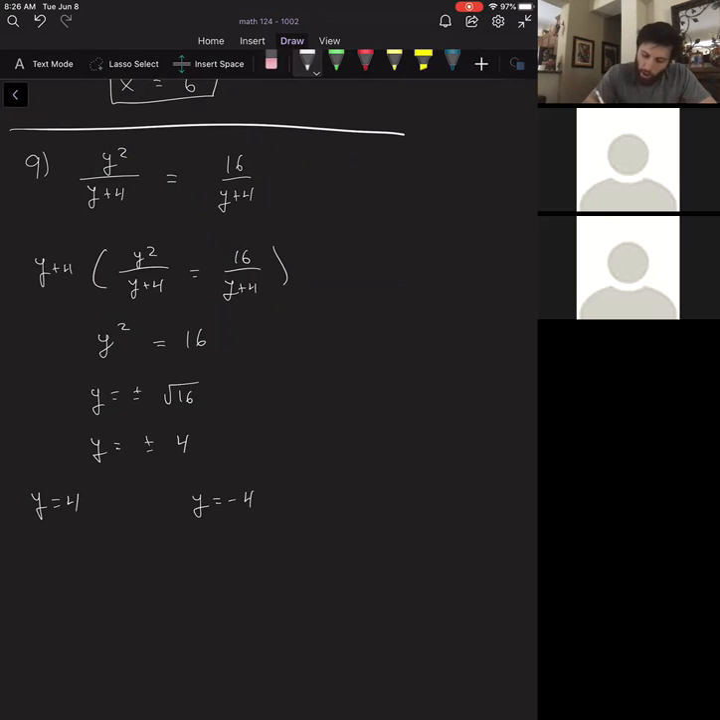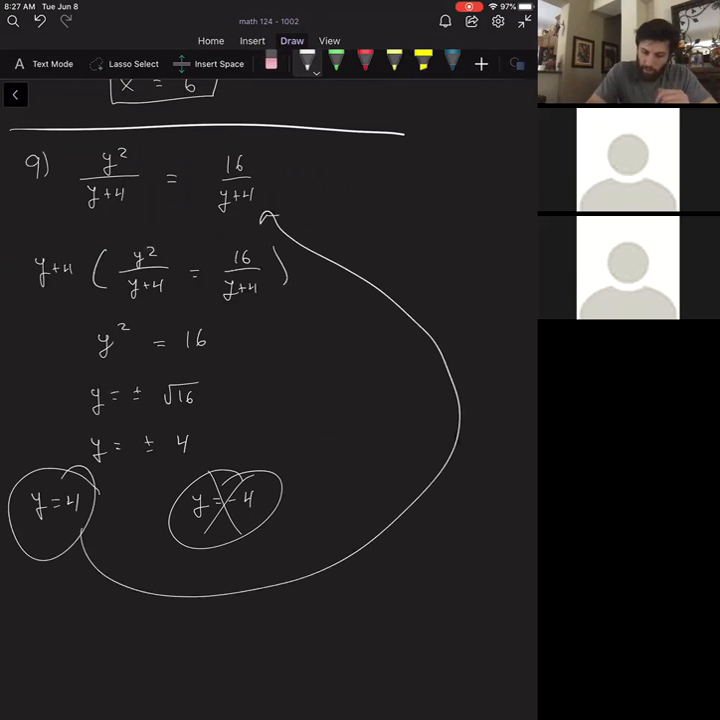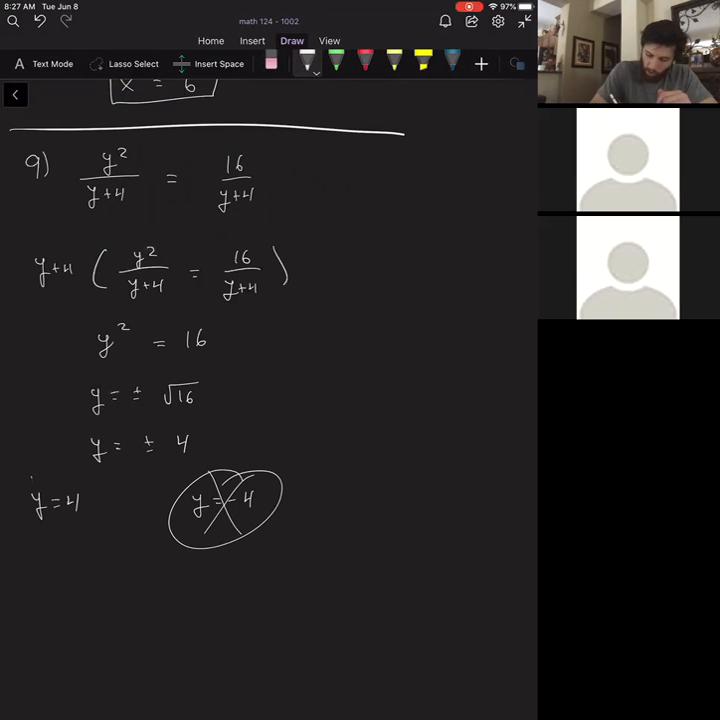So if you notice with y equals minus 4, if we were to plug that in, this would make the denominator 0 here, and it would make the denominator 0 here. And we can't have 0 in the denominator. So for that reason, we're just not going to take that answer, because it gives the bottom of the fraction to be 0. However, when we plug y equals 4 in up here, that doesn't happen. We never get 0 in the bottom of a fraction. So our only answer for this problem is actually just going to be y equals 4.